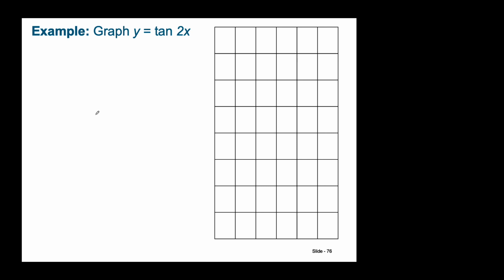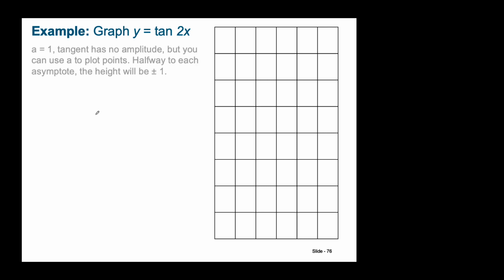Graph y equals tangent of 2x. A equals 1, which we should note, but tangent has no amplitude. We saw that the range goes from positive infinity to negative infinity. But knowing that a equals 1 helps us, because halfway to each asymptote, we're going to be at a height of positive 1 and negative 1 for our tangent. B equals 2 right here. So our period is originally pi over 2. That's going to change. Our asymptotes are going to move.